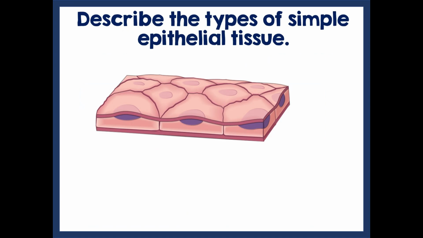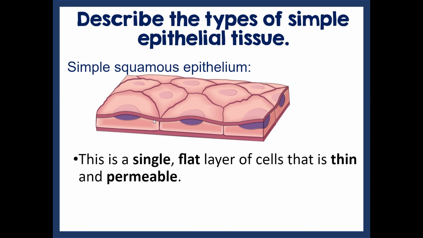Okay, so of simple epithelial tissue, there are going to be three types. The first one that you see in this image is simple squamous epithelium. Sometimes I've heard people say squamous, I say squamous. Simple squamous epithelium. And this is going to be a single layer of cells. That's what makes it simple. But now we're thinking about the shape of these cells. That's what's going to make the difference in the three types of simple epithelial tissue. The shape here of these cells is they're flat. It's a single flat layer of cells that's thin and permeable.